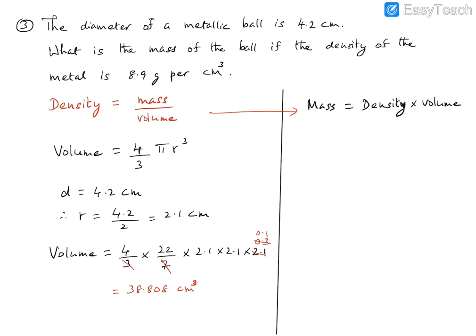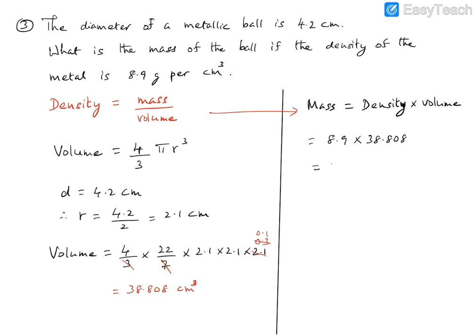So we now have all the information we need to calculate the mass of the ball. So density is 8.9 into the volume of the ball, which is 38.808. So that's 8.9 into 38.808, and that will give us the mass of the ball.